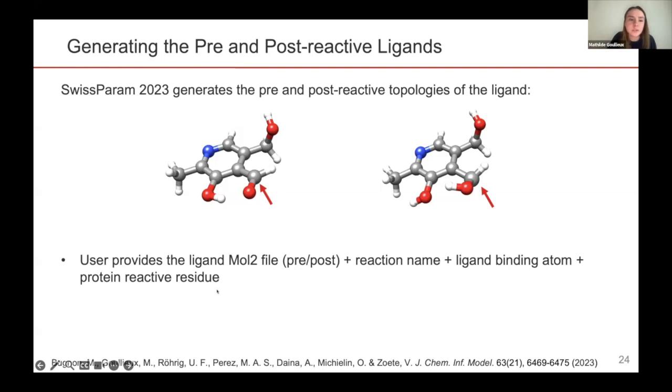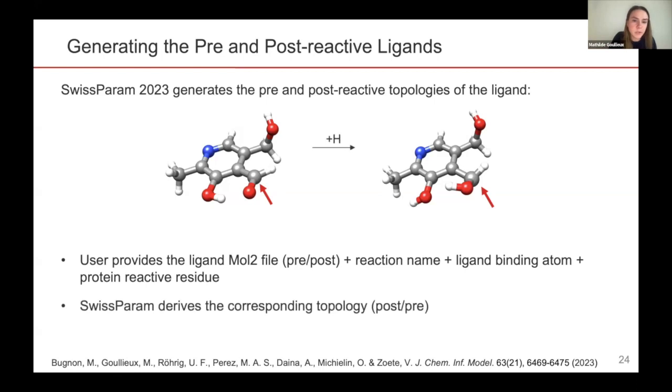The ligand binding atom and the protein reactive residue are also necessary. And then finally, SwissParam is going to derive the corresponding topology. So if you provide the pre-reactive topology, it's going to generate the post-reactive topology and vice versa.